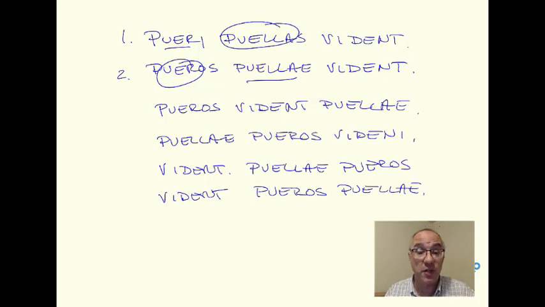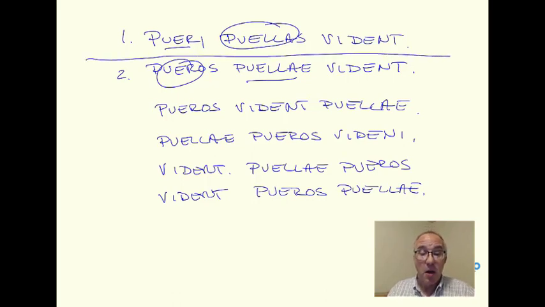The first sentence, just for an example, says something different. But all 4 of these, how many sentences? 5 sentences all mean the girls see the boys. It doesn't matter what order I put them in. All 5 of these sentences mean the girls see the boys. Why is that? Because Latin does not depend on our subject, verb, object order.